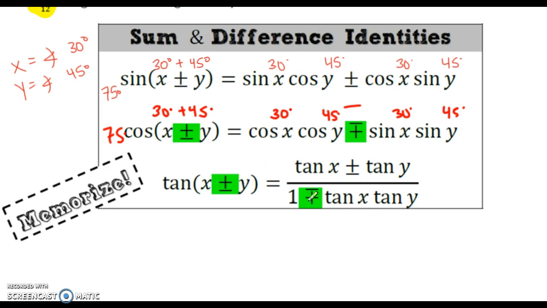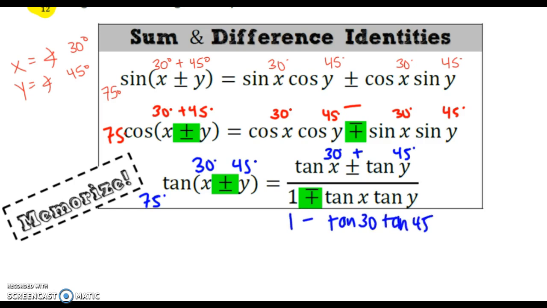Tangent's the same way for the denominator. So we'll keep this as tangent of 75 degrees. So 30 plus 45, and the numerator is going to be tangent of 30 plus tangent of 45. And the denominator would be 1 subtract tangent of 30, tangent of 45. So sine stays the same. Cosine and tangent, there are parts in each of them where it becomes the opposite.